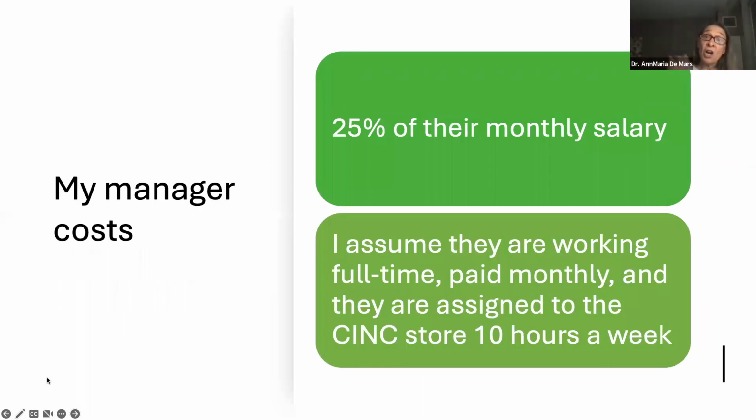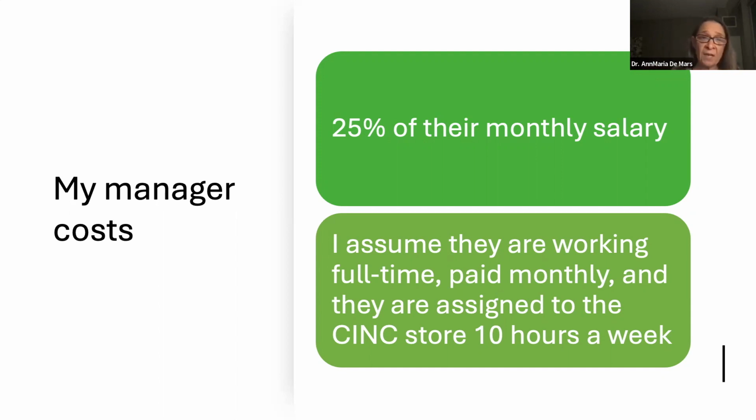For my manager cost, I figured the manager is going to be somebody who already works full-time for Sync, and this is going to be part of their job. I figured it would be 25% of their monthly salary because they'd work 10 hours a week. The way I figured that out is you need time to onboard people, bring new people in. Here's how the cash register works. Here's who to call if things break. Here's what each of these things costs. So they need to do some onboarding.